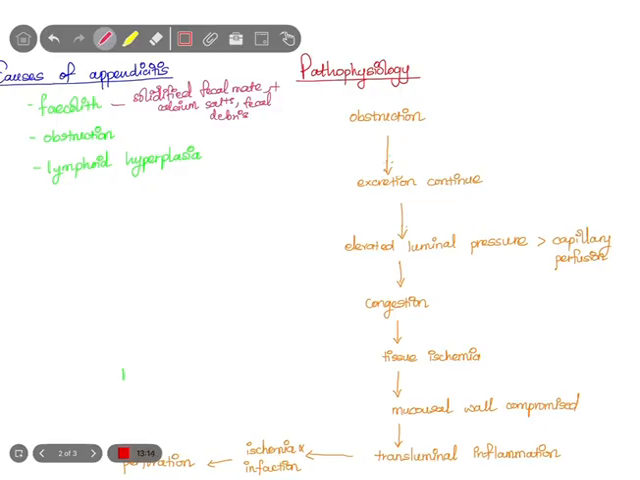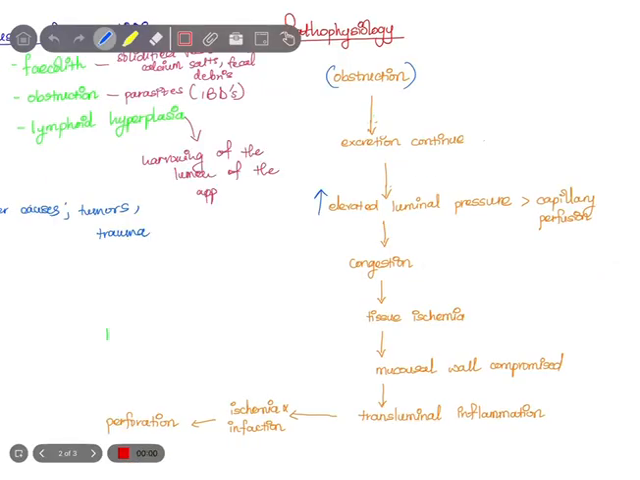And then obstruction could also be due to parasites. These are like pinworms, schistosomes, and it could even be due to inflammatory bowel diseases.